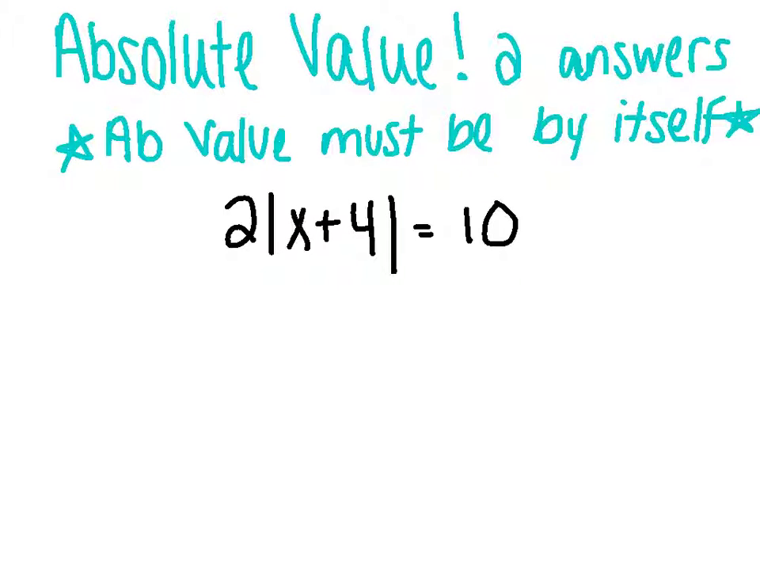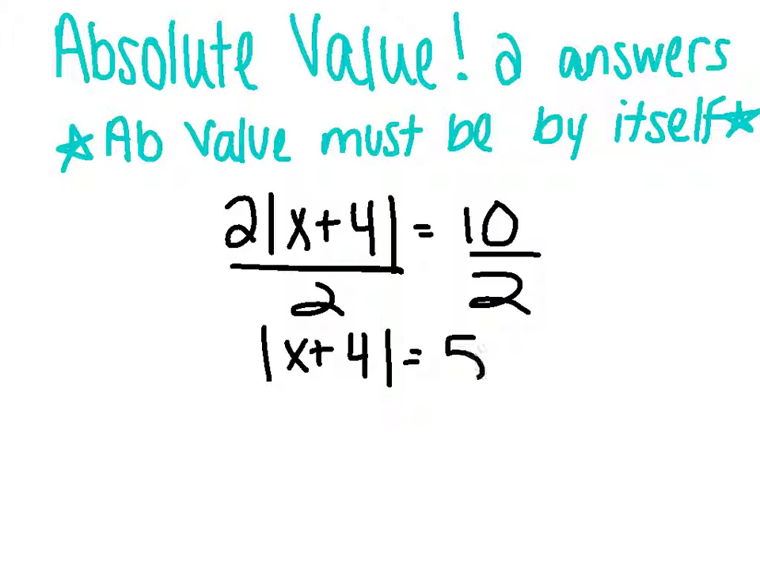So what do I need to do first before I can make this 2 equations? What do I have to do? Have to get the absolute value by itself first. So how can I get that absolute value by itself? Brooke. Thank you. So now I have the absolute value of x plus 4 equals 5. Now this is when you split it into 2. And you have x plus 4 equals 5. And x plus 4 equals what? Brooke? Yes.